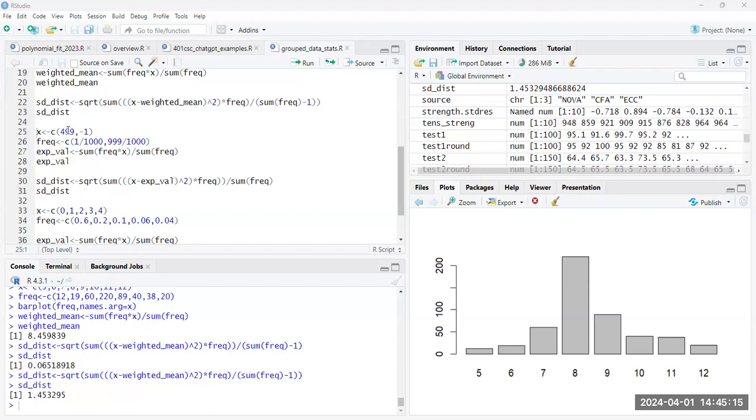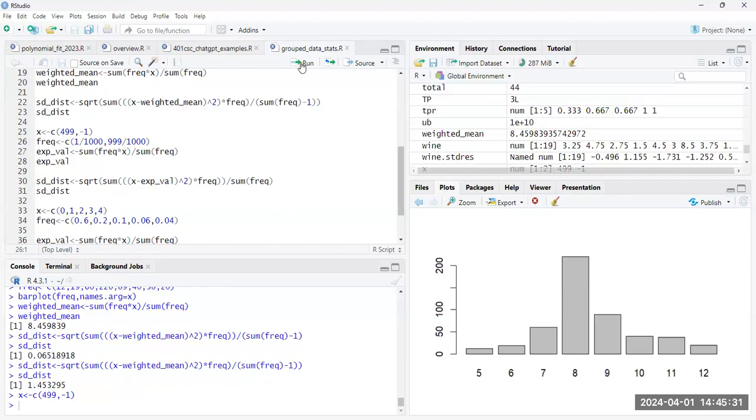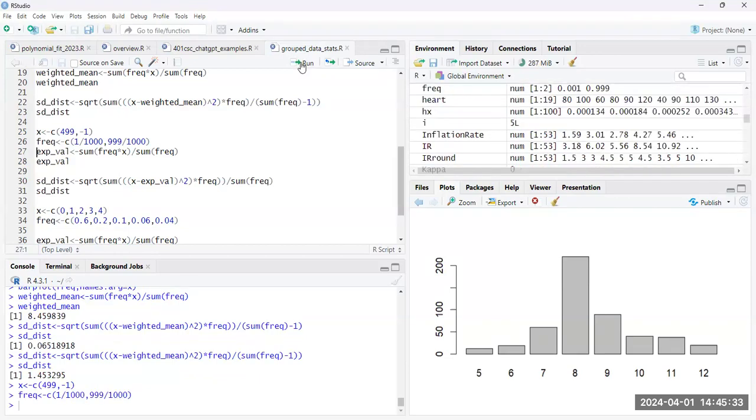So maybe there's a raffle and you could win $500, but it costs you $1 to play. So there's a 1 chance in 1,000 that you will win the raffle, but then there's a 999 out of 1,000 chance that you will just pay the $1 and not win anything. So we can enter that into our memory. And then the frequencies, again, these are probabilities. And again, our formula for the expected value is the same as our weighted mean. We're going to multiply the frequencies by our x values and then divide by the sum of the frequencies.